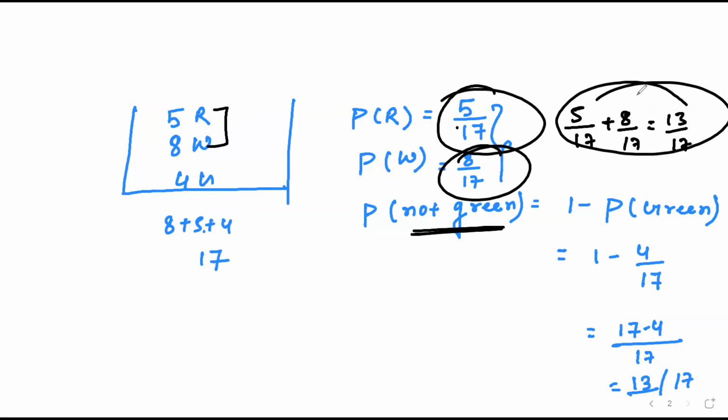Are you getting it, Madhya and Jasleen? Yes, ma'am. Okay, so the black ones which I have circled and marked are just the concept which you need to understand. Not green means red and white. So the red and white total probability is 13 by 17. That has to be the answer for not green. But we have a formula for not green, that is 1 minus the probability of getting green. Okay? Okay, ma'am. So we will be using the formula only. Let's move to the next one.